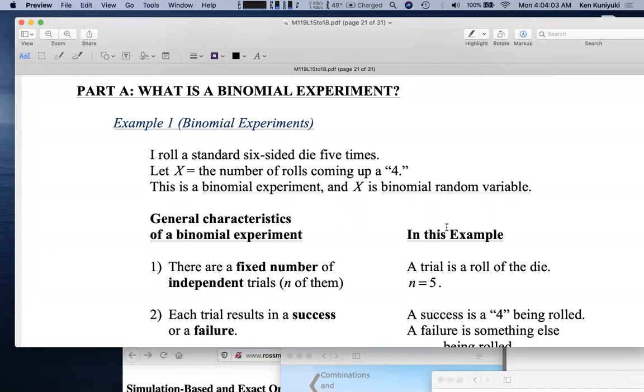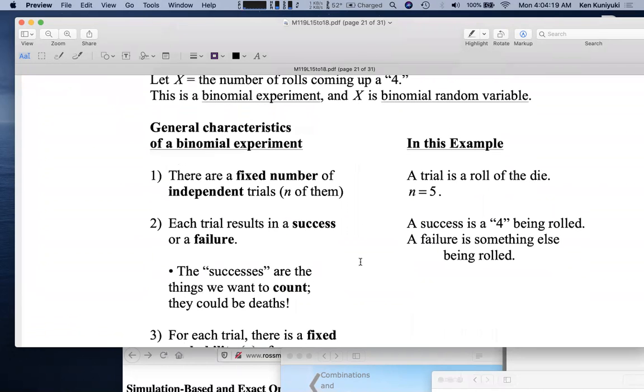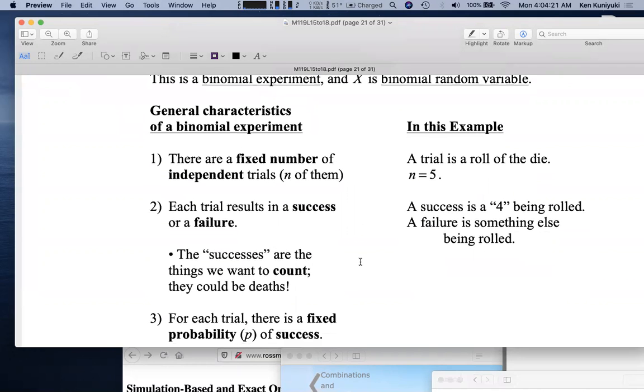Let x be the number of dice coming up 4. Now this is a binomial experiment, and x, which counts the number of 4s, is a binomial random variable. Now why is this a binomial experiment? Don't worry, you won't be tested on this, but you need to know a binomial experiment when you see it.